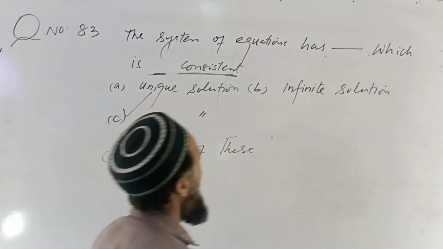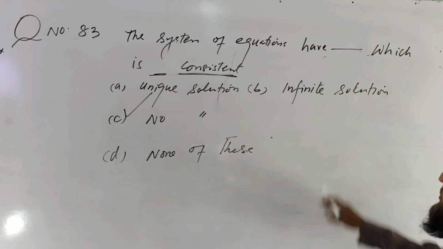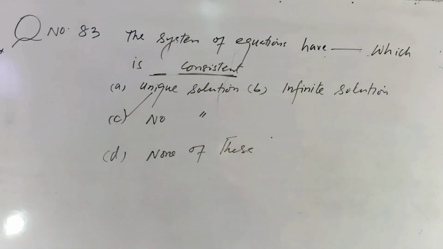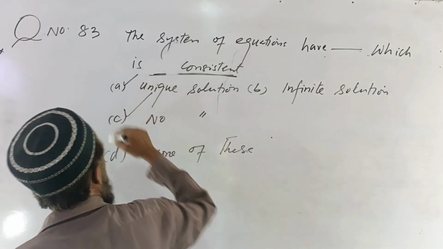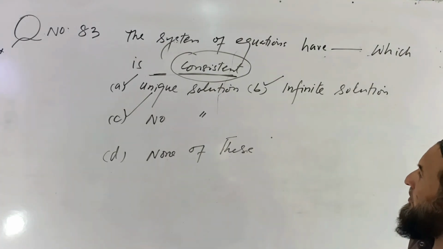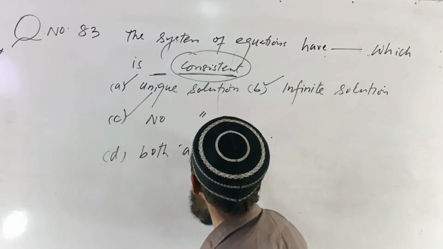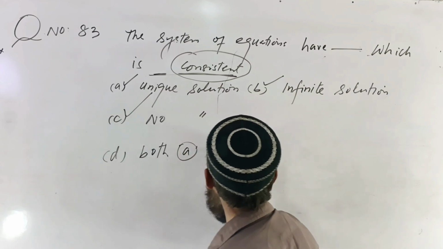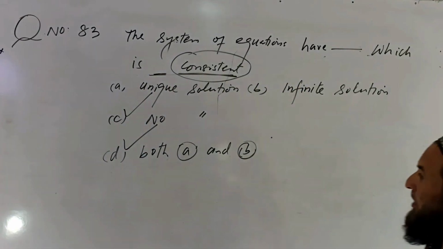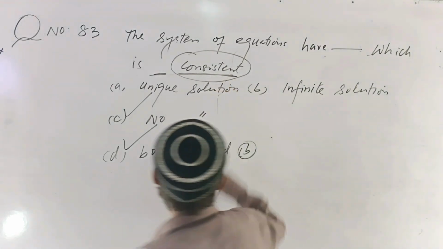A system of equations can have a unique solution, infinite solutions, or no solution. If the system is consistent, there are two possibilities: a unique solution and also infinite solutions. So both options A and B, and the correct answer will be D. Both a unique solution and infinite solutions are possible in the case of consistent equations.